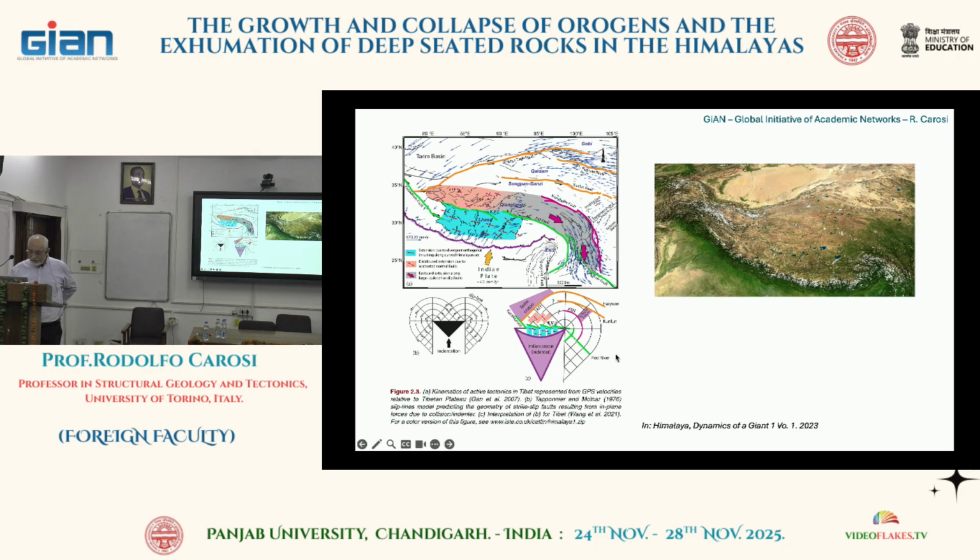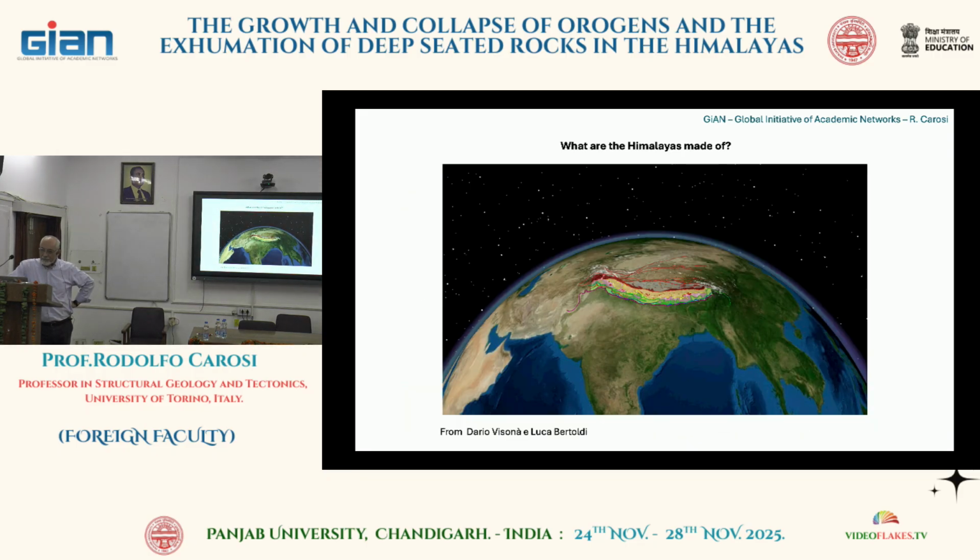And here, also in this picture from Himalaya: Dynamics of a Giant, you can see the aerial photo of Tibet and the Himalaya, and here, by Tapponnier and Molnar 1976, the slip-line model with a prediction of the geometry of the strike-slip faults. This is a very simple model, more or less, and you can see the real strike-slip faults linked to the indentation. It was a nice discovery, then also exported to other parts of the world.